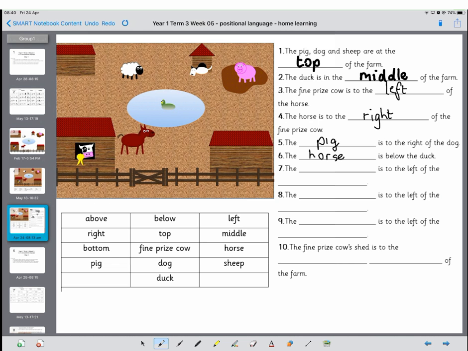So let's have a look at number 10. The fine prize cow's shed is to the blank of the farm. So where is it? It's here. So that makes it the left. And is it at the top or the bottom, or in the middle? It's at the bottom. Now, you find writing left bottom of the farm, but actually in English it would be better if we put those the other way around. We usually say bottom left. But for maths purposes today, it doesn't matter which way you wrote them around.